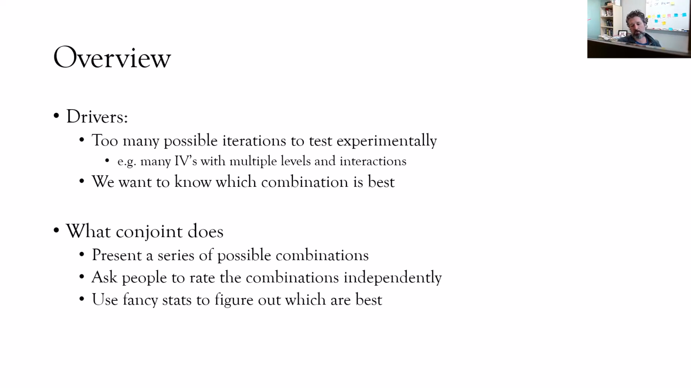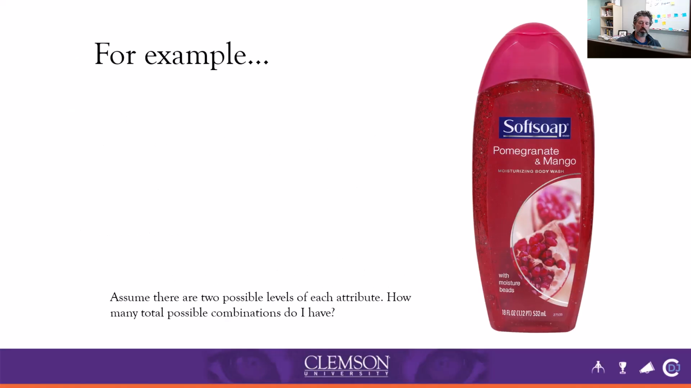So you may remember permutations and combinations from statistics in high school, right? Although that's probably not the best way to approach this question. But anyway, you may find yourself in the situation where you have too many possible combinations to test each one in a full factorial kind of way. So what conjoint does is it presents subsets of those combinations and asks people to rate or rank them, and then uses some statistics to see which features contribute to the overall utility.